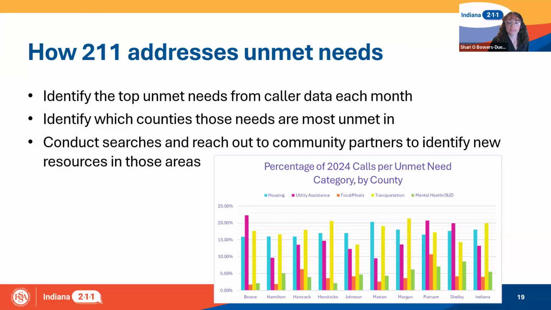Since I presented on some unmet needs data, I also wanted to talk about how we address those unmet needs. So after identifying what the unmet needs are from caller data each month, we also identify which counties those needs are most unmet in. Then our community engagement and resource curation teams dedicate time to identifying new resources we may be able to add to the database to help meet some of those unmet needs. We do this by conducting internet searches, but also by reaching out to community partners who may be able to provide valuable information.